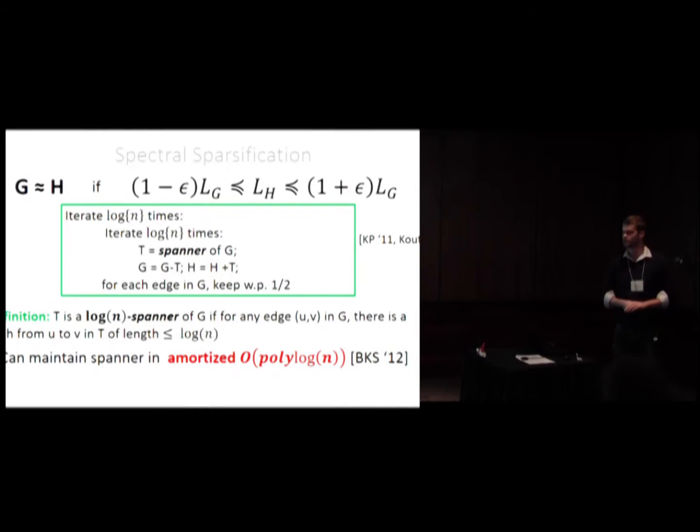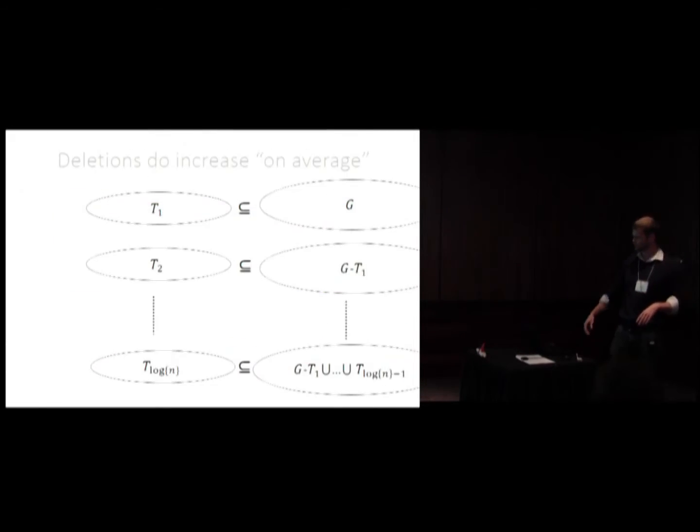So this is the static routine. This is known, and we also have a previously known tool in the dynamic setting that we can maintain in amortized polylog time. So you may think that this is just going to give us the result in exactly the same way as the cut did, but it won't exactly.